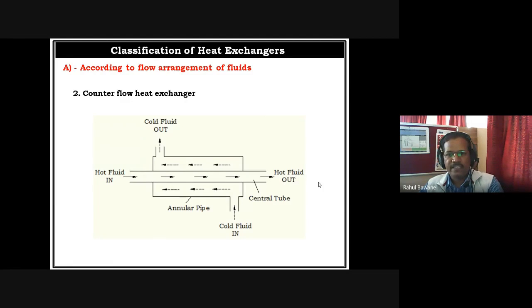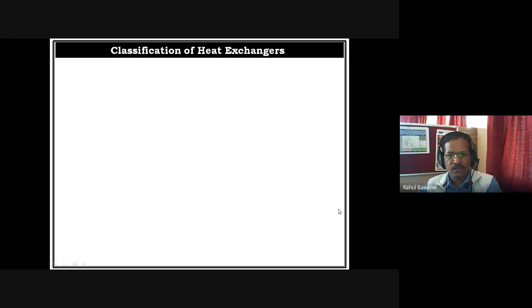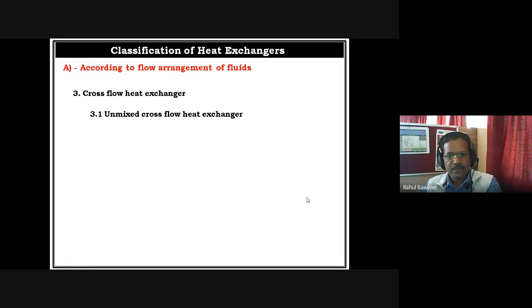The parallel flow heat exchanger has some advantages and some disadvantages. The counter flow heat exchanger has its own advantages. We will see that later as we move on to the numerical portions. Right now it is a very basic classification. So one is parallel flow, second is counter flow. Now the third, in the same category of flow arrangement, is cross flow. There are different types of cross flow heat exchanger.